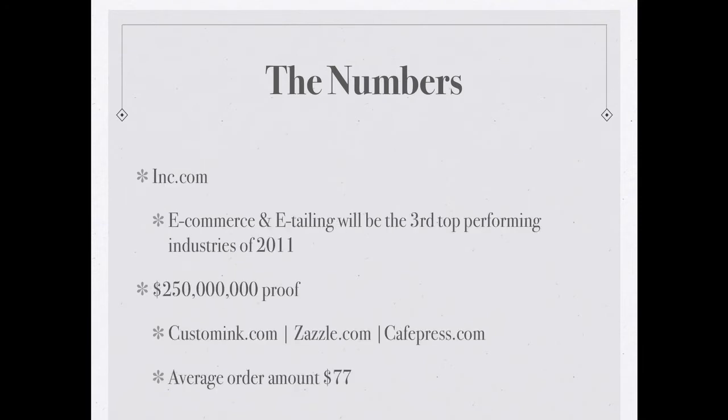Next, in terms of the numbers, I found this to be a really interesting factoid as represented by Inc.com. And Inc.com, they rank the top 500 and the top 5,000 privately held companies in America. They also produce a great website, a great blog, a great magazine. Now, Inc.com suggested that e-commerce, together with e-tailing, which is kind of a play on words, you have retailing and then e-tailing, together those two will be the top third performing industry of 2011.